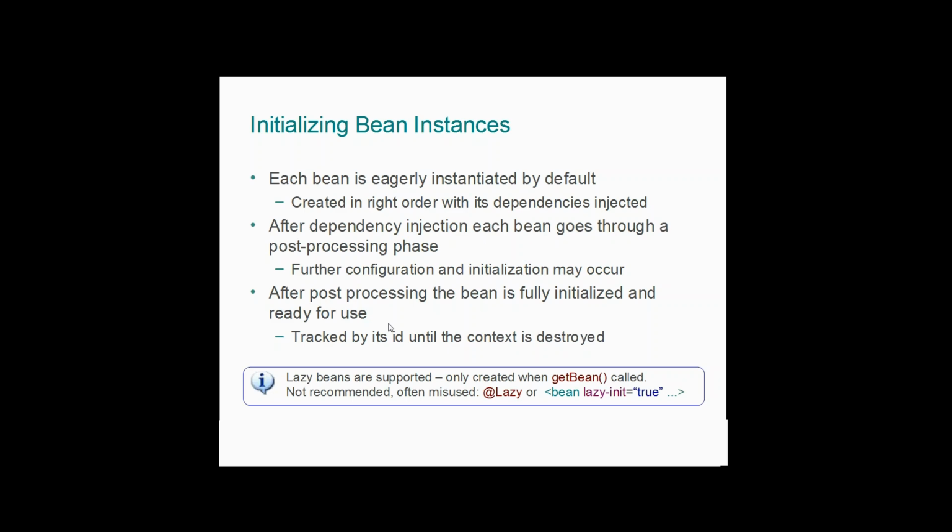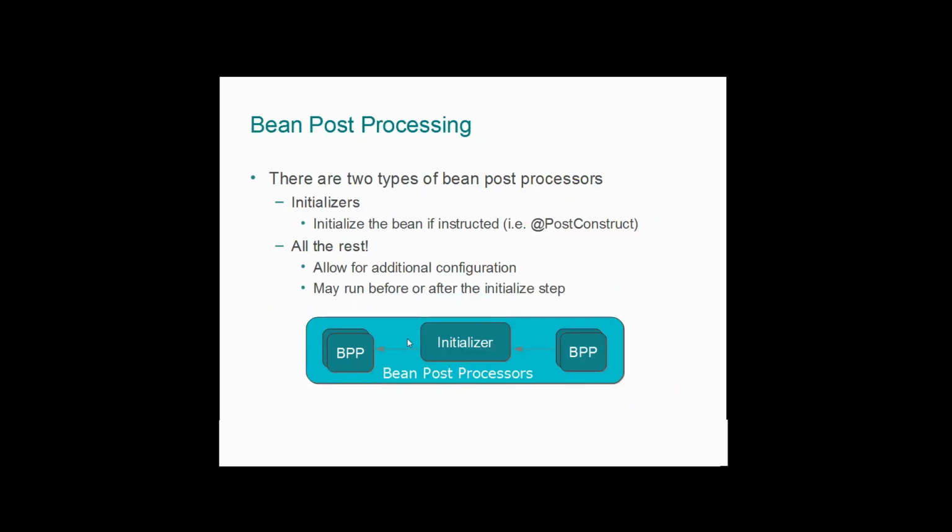Okay, and the reference of all the beans which are created by the container in the right scope, other than prototype, will be tracked in the context until the life cycle of the context is destroyed. Okay, that is what happens in the initialization phase.